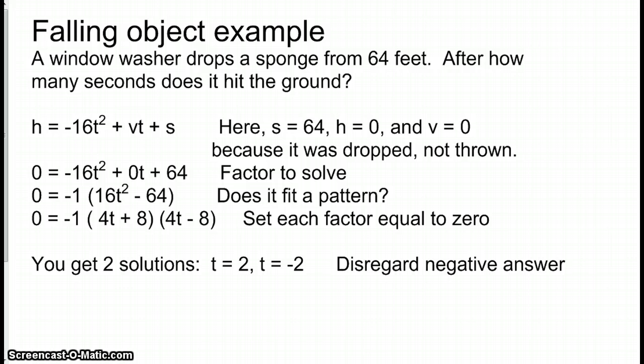Solve it by setting both of them equal to 0, and you're going to get two answers. You're going to get t equals 2, that means 2 seconds, and t equals negative 2. But this is real life. You can't have negative time. We're not going back in time here. So here you can disregard the negative answer, and you only use the positive one. Your answer is 2 seconds. After 2 seconds, the sponge hits the ground.